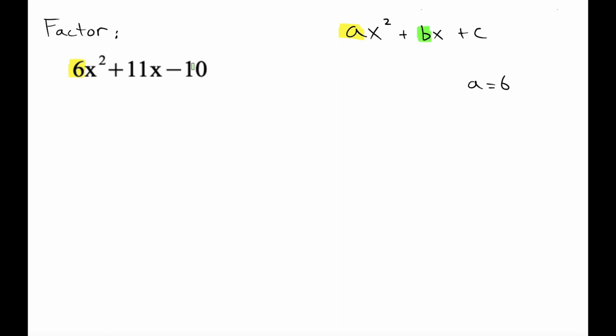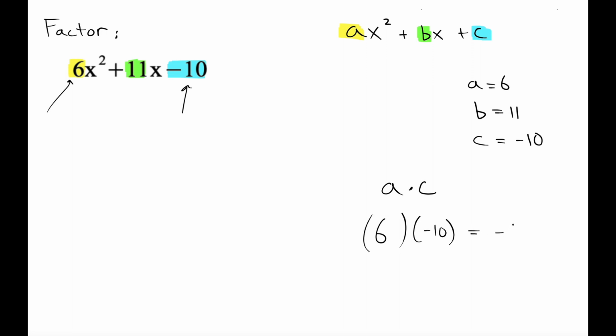Our b is the 11. C is negative 10. We want to take the negative with the constant there. And that's important in the AC method to keep track of the signs. All right, now the AC method says that you should multiply the A times the C on the side. So that's going to be the 6 times the negative 10.